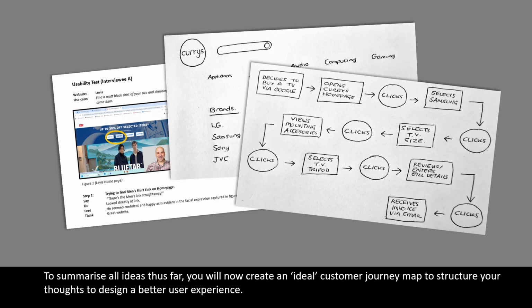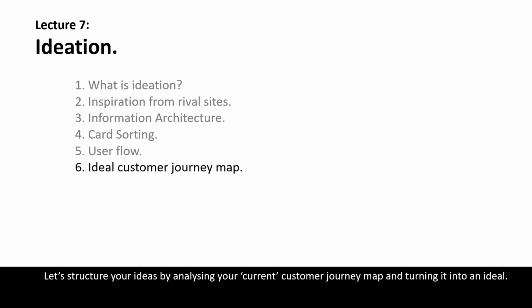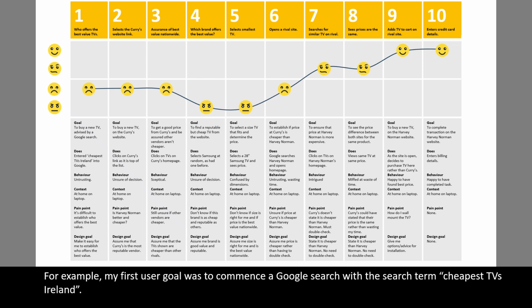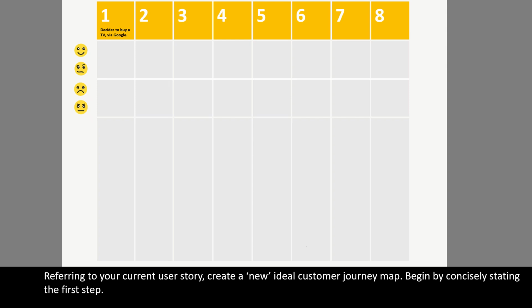To summarize all ideas thus far, you will now create an ideal customer journey map to structure your thoughts to design a better user experience. Let's structure your ideas by analyzing your current customer journey map and turning it into an ideal. This clever task requires you to rewrite the steps of your current customer journey and turn the overall experience into an ideal. For example, my first user goal was to commence a Google search with the search term cheapest TVs Ireland. Referring to your current customer journey, create a new ideal customer journey map.